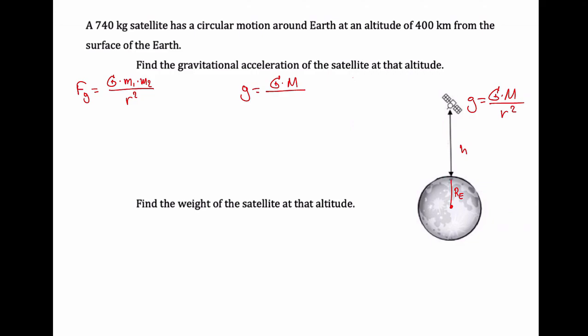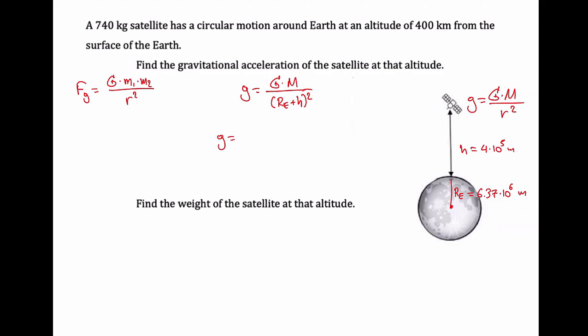Now, the radius of the Earth most likely will be given to us. Now I'm going to use the value 6.37 times 10 to the power of 6 meters. And we know that the height is 400 kilometers, so it is 400,000 meters, or 4 times 10 to the power of 5 meters. So in this case we need to add radius of Earth plus height, all to the power of 2.